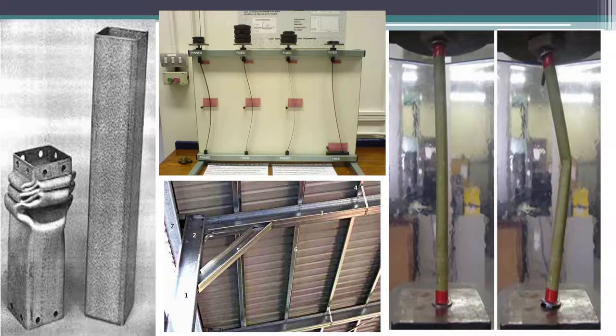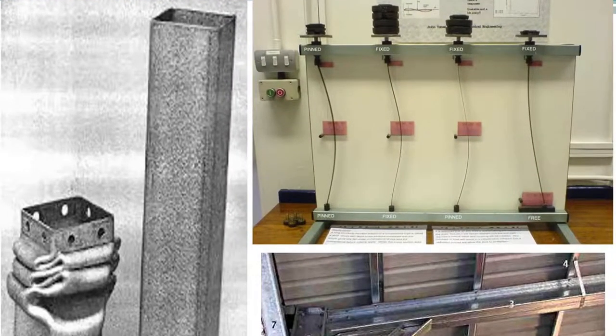If you look at the picture, you can easily judge the topic that we are going to discuss today. In the first picture, here is the hollow section, and you can see the failure of it. You may be able to judge the direction of application of load. And by knowing the direction of load, you can judge the type of member.